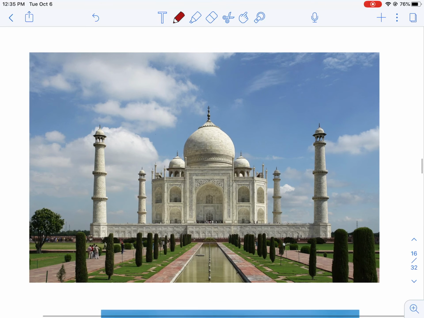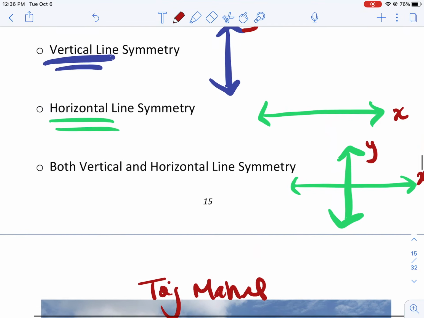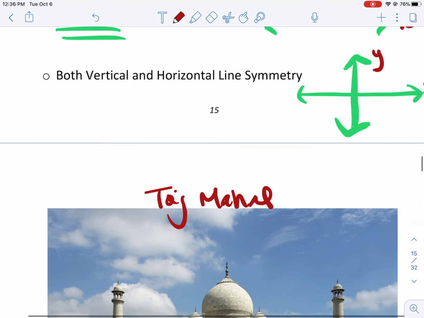So I haven't ever had a chance to go. This is the Taj Mahal. I wonder if anyone's been there before. The Taj Mahal in India. So take a second. What kind of symmetry do you think this has? Again, 3 choices. Could have vertical, horizontal, or both.